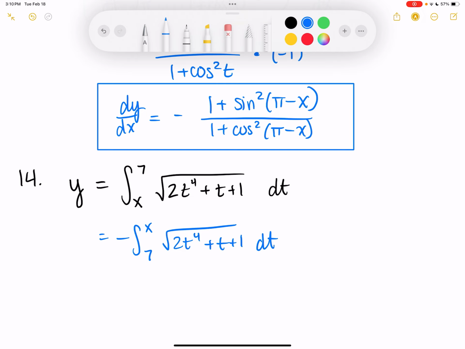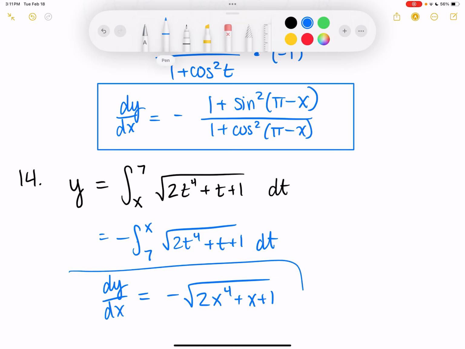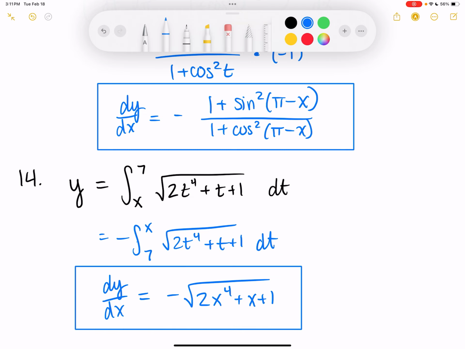Now, this one is just an x, so I don't have to do anything except replace t. I just have to remember that negative out front. They just decided to make that one really easy, maybe to throw us off. The only reason it's in the harder section is because it's flipped. So this is negative square root of 2x to the fourth plus x plus 1. It's like a were-you-paying-attention-in-the-last-section question.